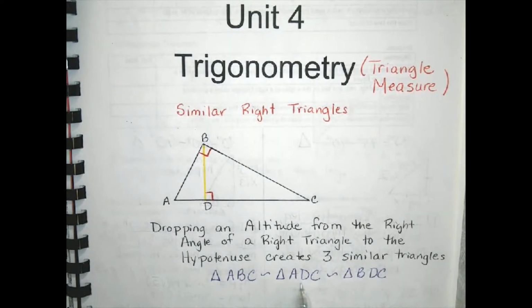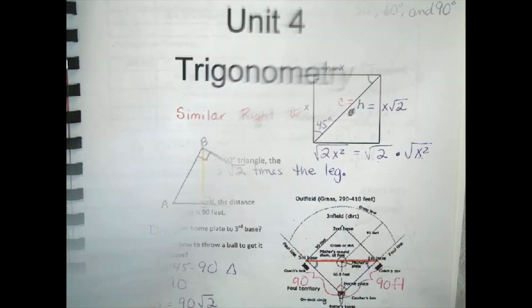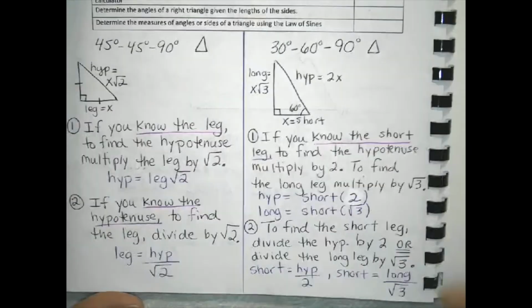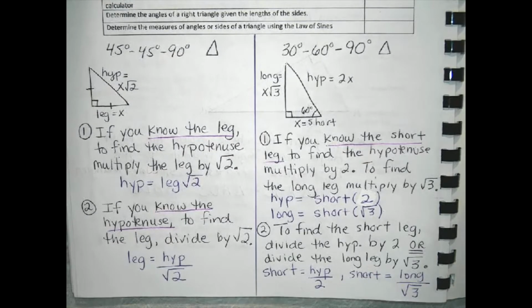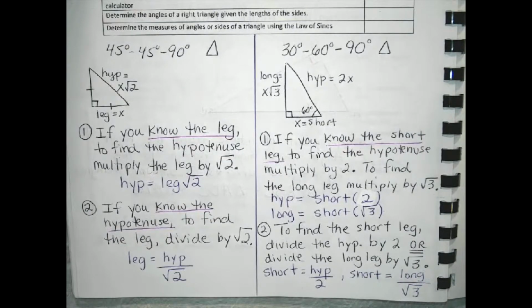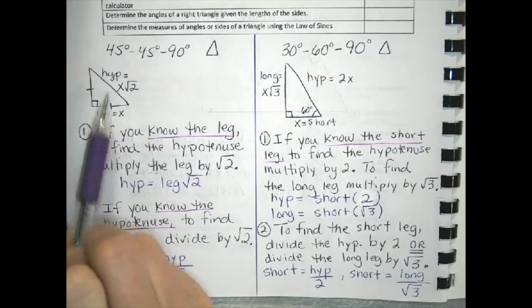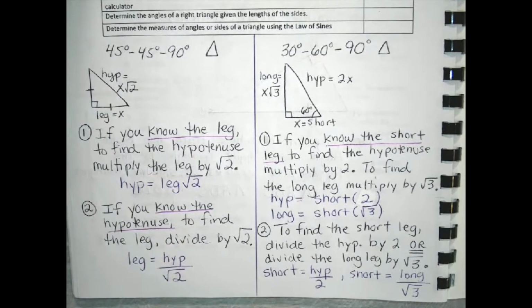On the next page of your notes, underneath the objectives, we're going to add some more information. Today we're going to talk about two particular special right triangles. The first one is called a 45-45-90 triangle. This is a right triangle and therefore has a 90-degree angle, and it is isosceles. Because it's isosceles, the other two angles are each 45 degrees.